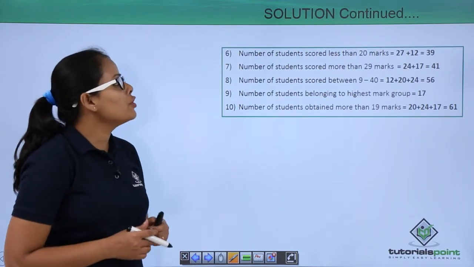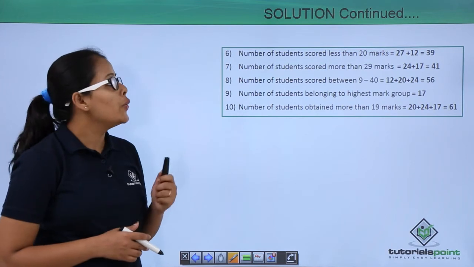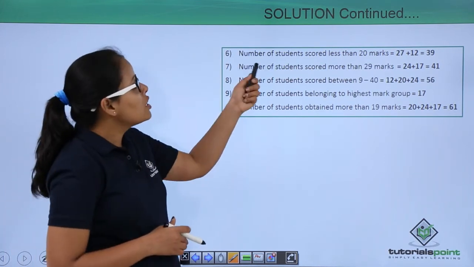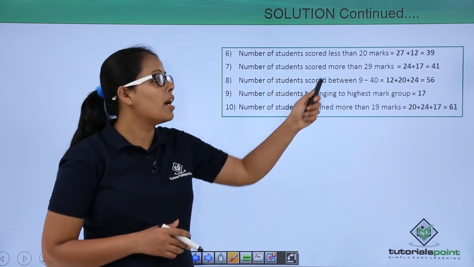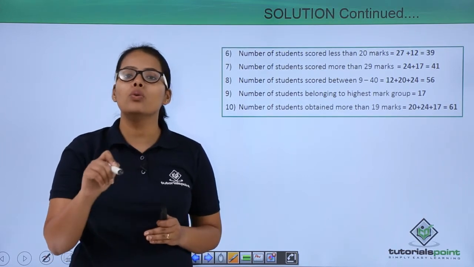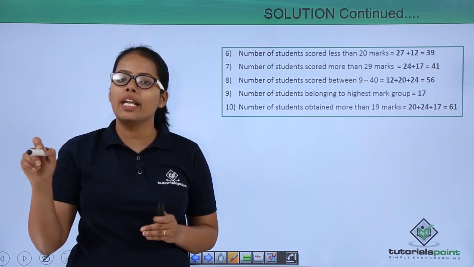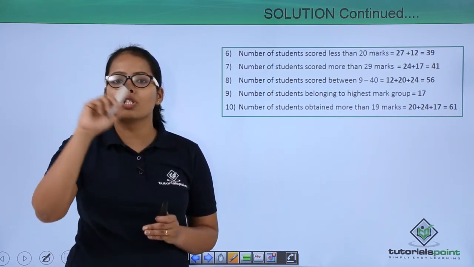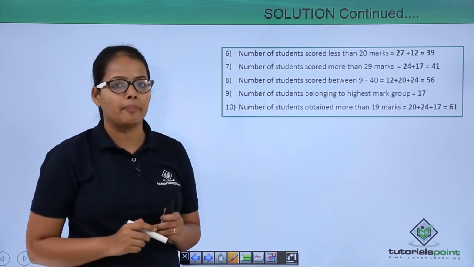Now, the number of students who scored less than 20 marks is equal to 27 plus 12, which is 39, because these are the students who scored less than 20 marks. So here what intervals are you going to consider? 0 to 9 and 10 to 19. These are the scores less than 20, and in these two marks groups you will sum up those students, which will be 27 plus 12, and this will give you 39.